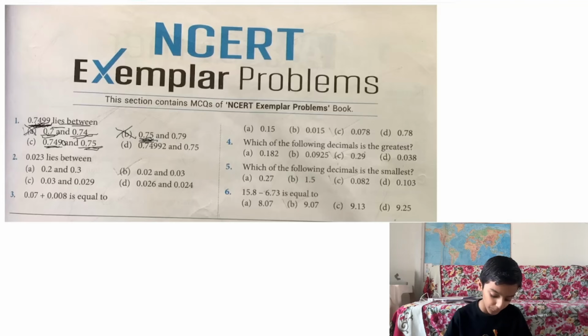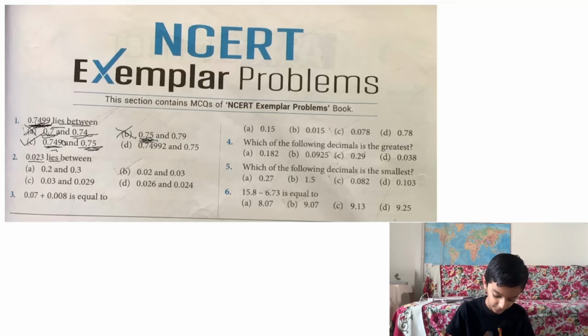0.7499 is between 0.749 and 0.75. So the correct answer of question 1 is option C, which is 0.749 and 0.75. Question 2.